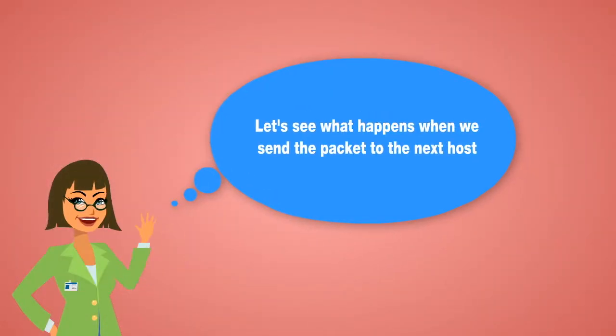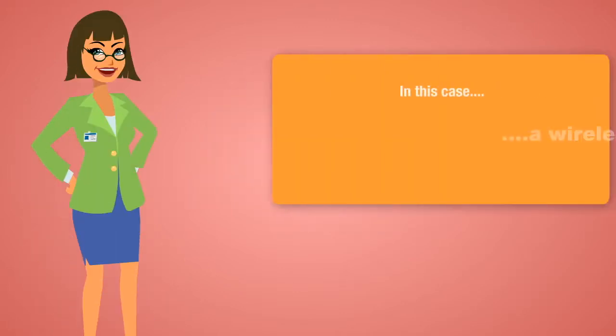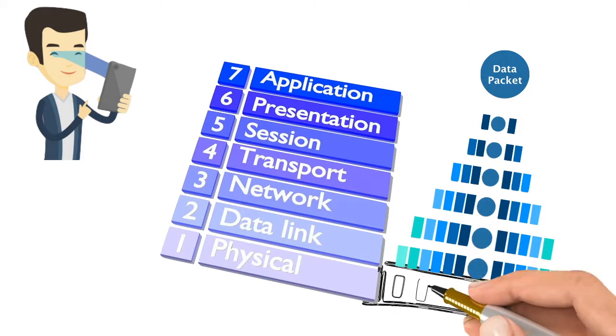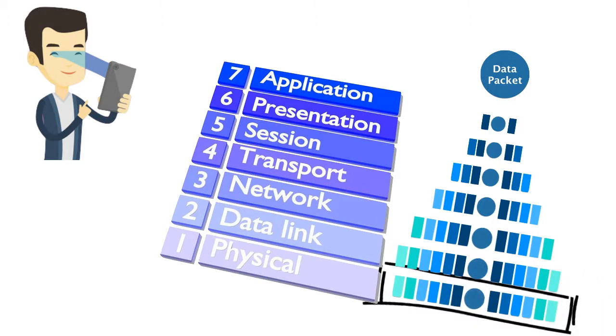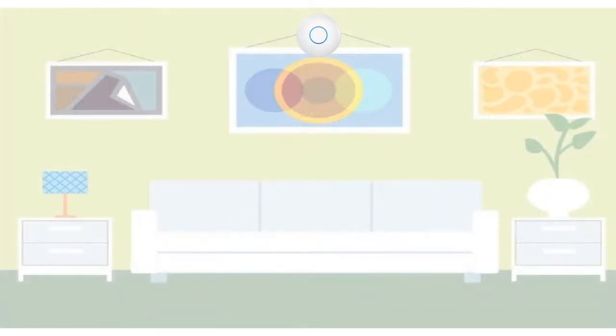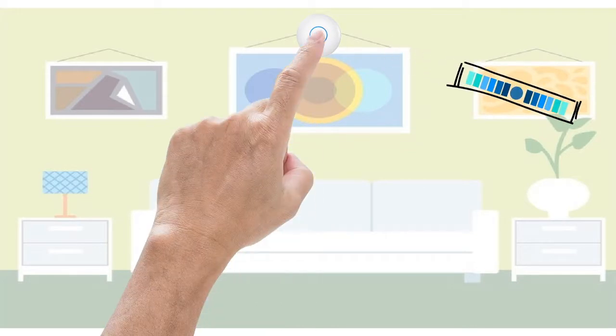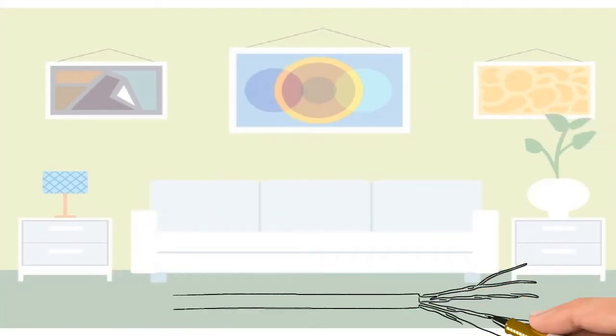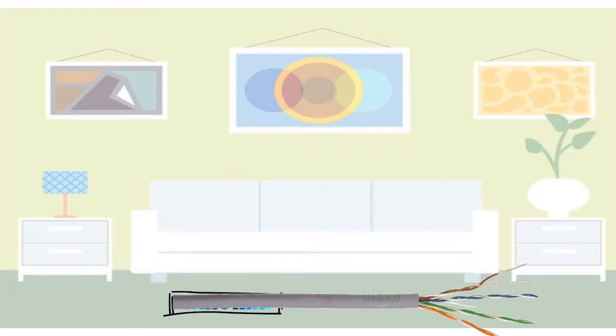Let's see what happens when we send the packet to the next host. In this case, a wireless access point. By the time the packet gets to the bottom physical layer, it's collected all the information it needs to move on to the next host. In this case, the next host is a wireless access point, and the physical medium used to send the packet is radio frequency. An alternative physical medium to RF would be a copper or fibre optic cable using electrical or light energy instead of radio.